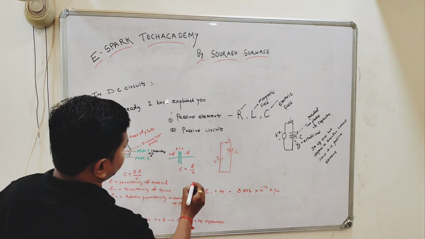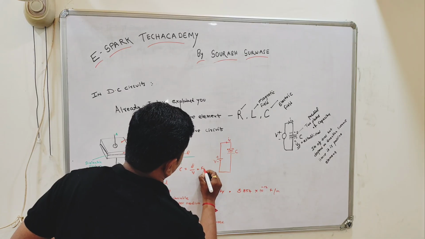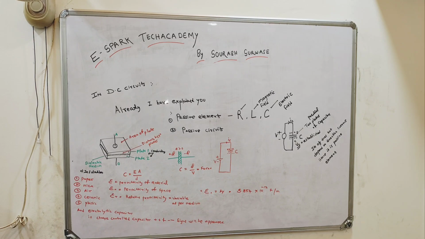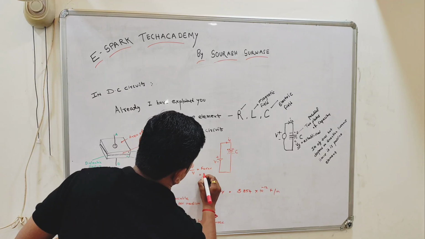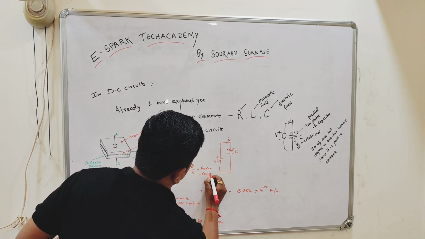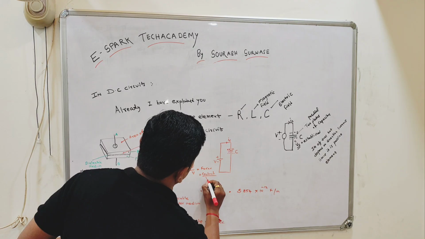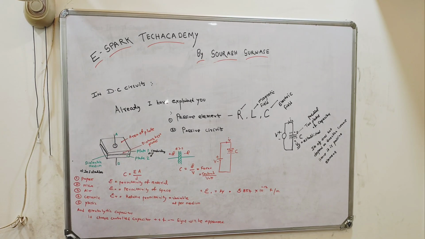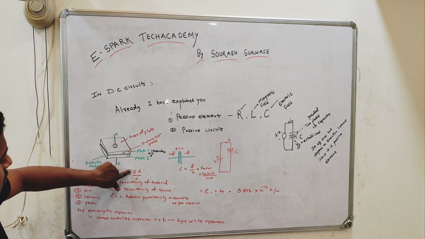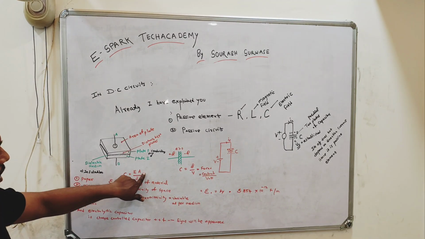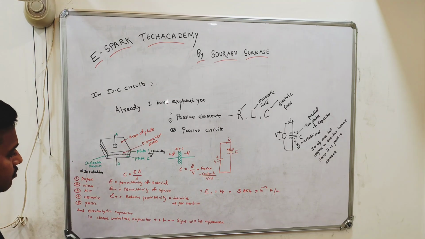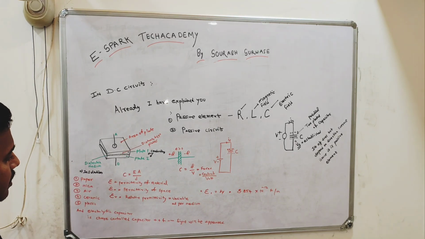Here the unit of capacitor will be farad, or simply you can say coulomb per volt. Farad is the unit of capacitor. Here epsilon is the permittivity of the dielectric medium, A is the area, and d is the distance between the two plates. Accordingly you will calculate the capacitance.